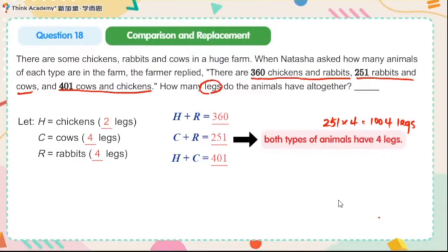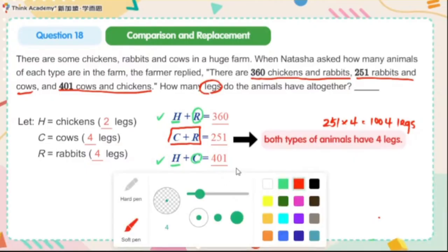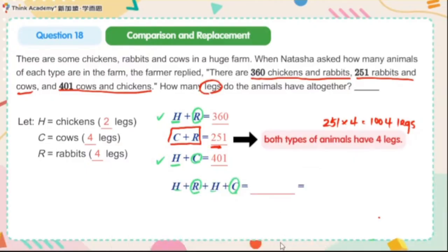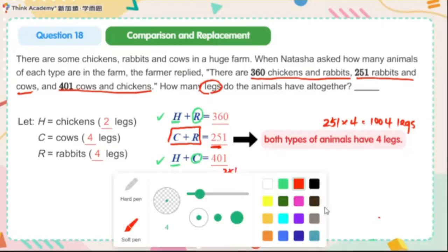But then I still need to know, where are my chickens, right? How many chickens are there? Right. You know, it adds up to 251. You already know it's 251. Right. So you can replace, which is 761.